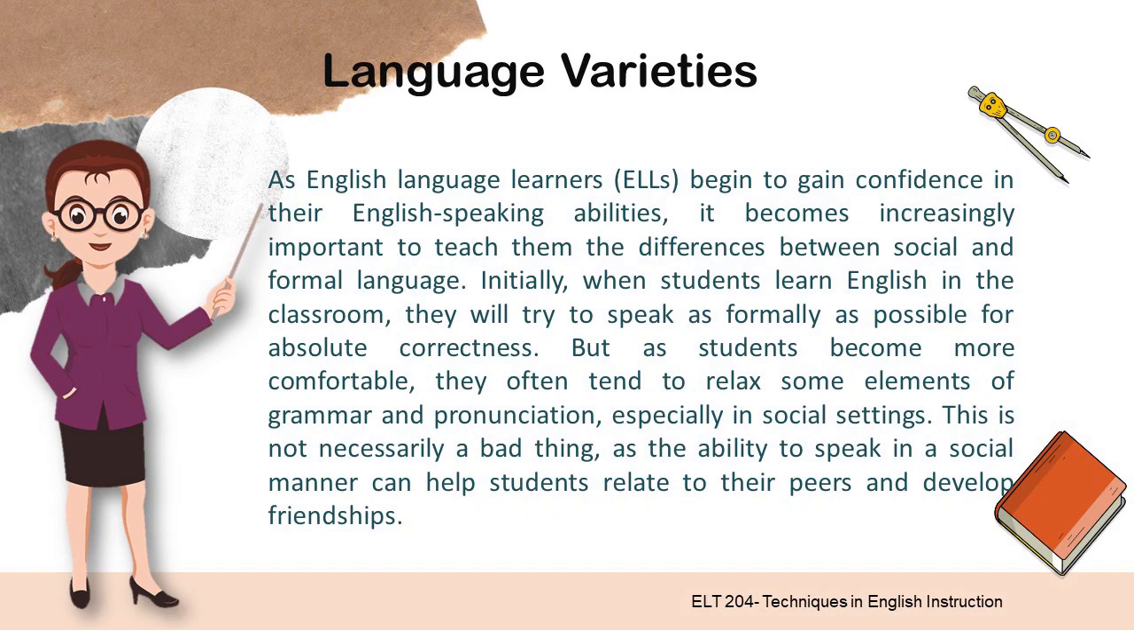Initially, when students learn English in the classroom, they will try to speak as formally as possible for absolute correctness. But as students become more comfortable, they often tend to relax some elements of grammar and pronunciation, especially in social settings. This is not necessarily a bad thing, as the ability to speak in a social manner can help students relate to their peers and develop friendship.